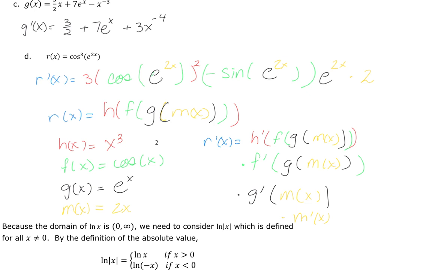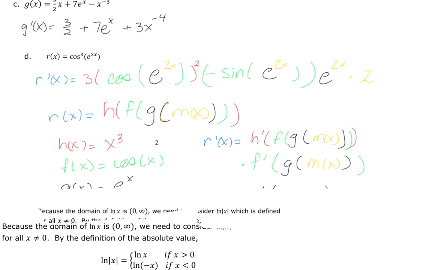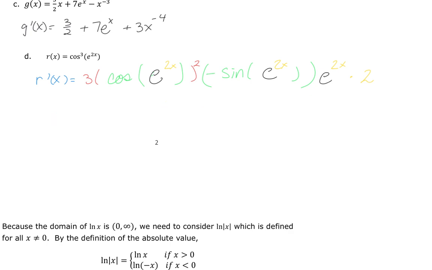Now let me just clean this up. So I'm going to erase all of this. And you can see what I did was I did the derivative starting with the most outer function, working my way in. And the way I would have done this quickly is I would have said this is 3 the cosine squared of e to the 2x multiplied by a negative. That's why I'm going to put a negative out front. The sine of e to the 2x, and then multiplied by e to the 2x multiplied by 2.